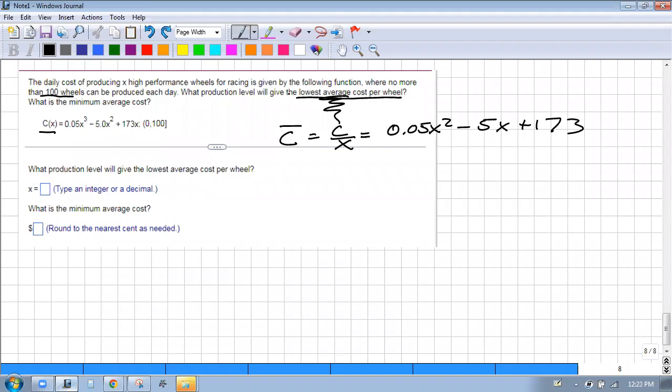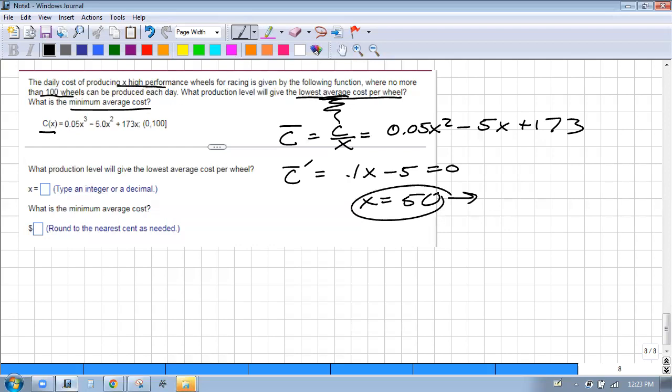So here's C prime. We want to minimize average cost. So to minimize it, we need to find the derivative. So we'd have 0.1x minus 5. Set that equal to 0. So let's see, x would be 50. Since x is in hundreds, right? The daily cost? No, x is just x. All right, so yeah, x equals 50.